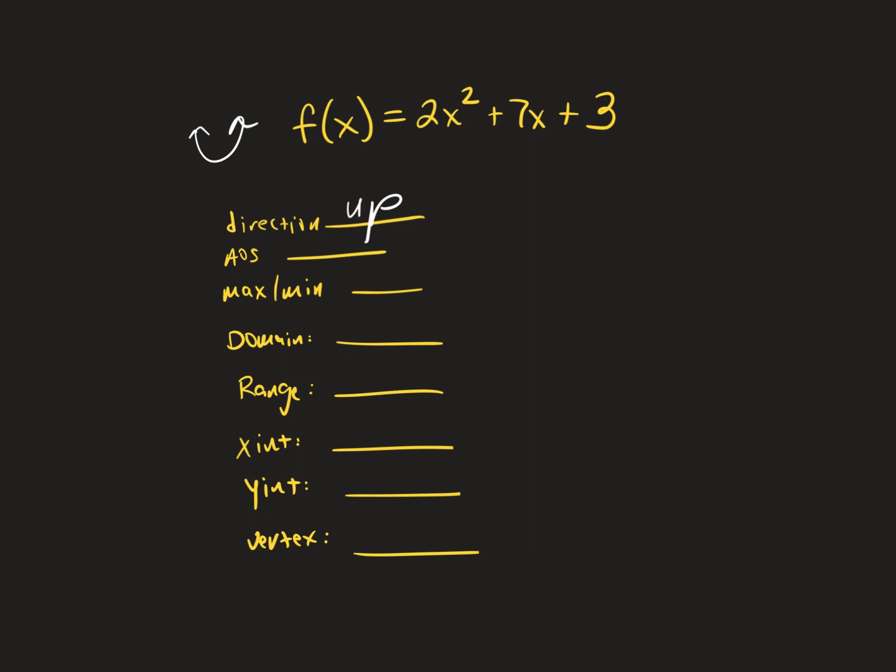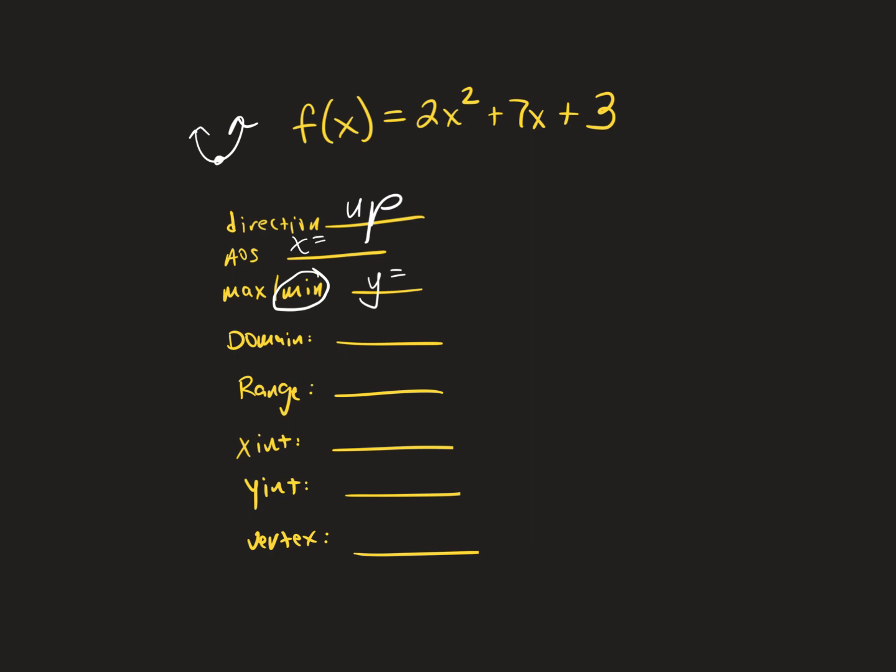Okay, I don't know the axis of symmetry yet, but I do know if I have a maximum or a minimum. I have a minimum. I could say minimum. And I know it's going to be at the y part of the vertex, right? So it's going to be at y equals. I know the axis of symmetry is going to be at x equals something.